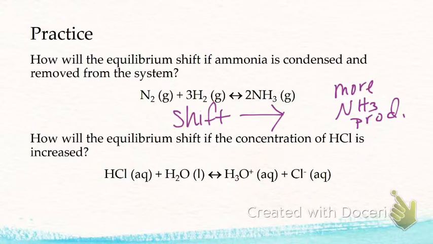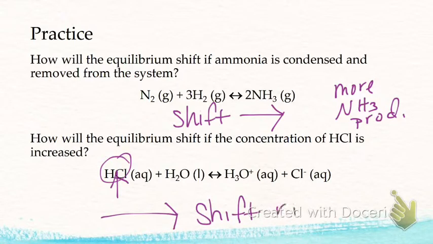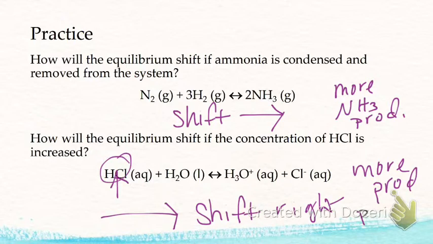What about the next one? I am increasing the concentration of HCl. So this one I'm increasing. What happens when I increase the concentration? It shifts away from it, to the right. So that means more products would be produced when I did that. Any questions on that? Does it make sense mostly? Okay.